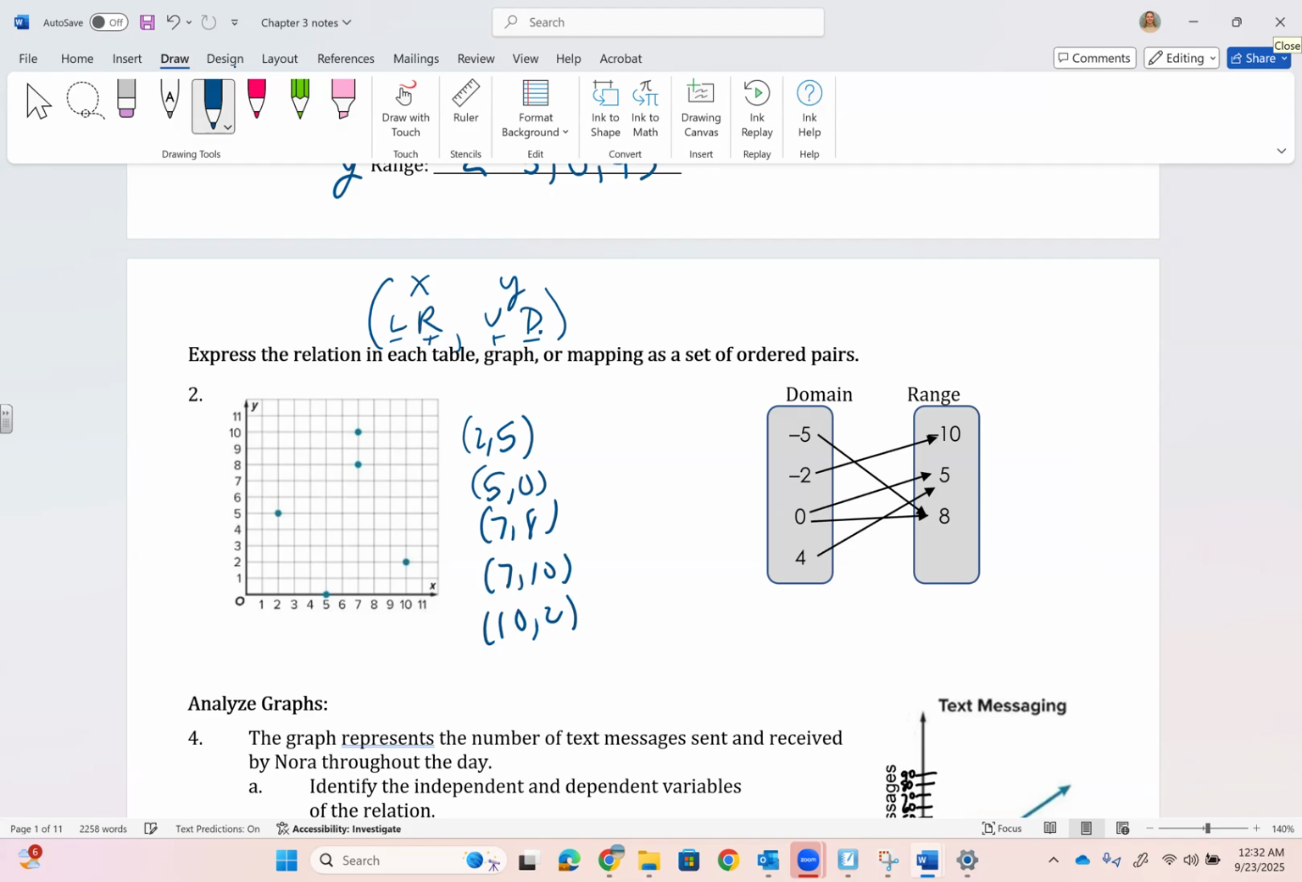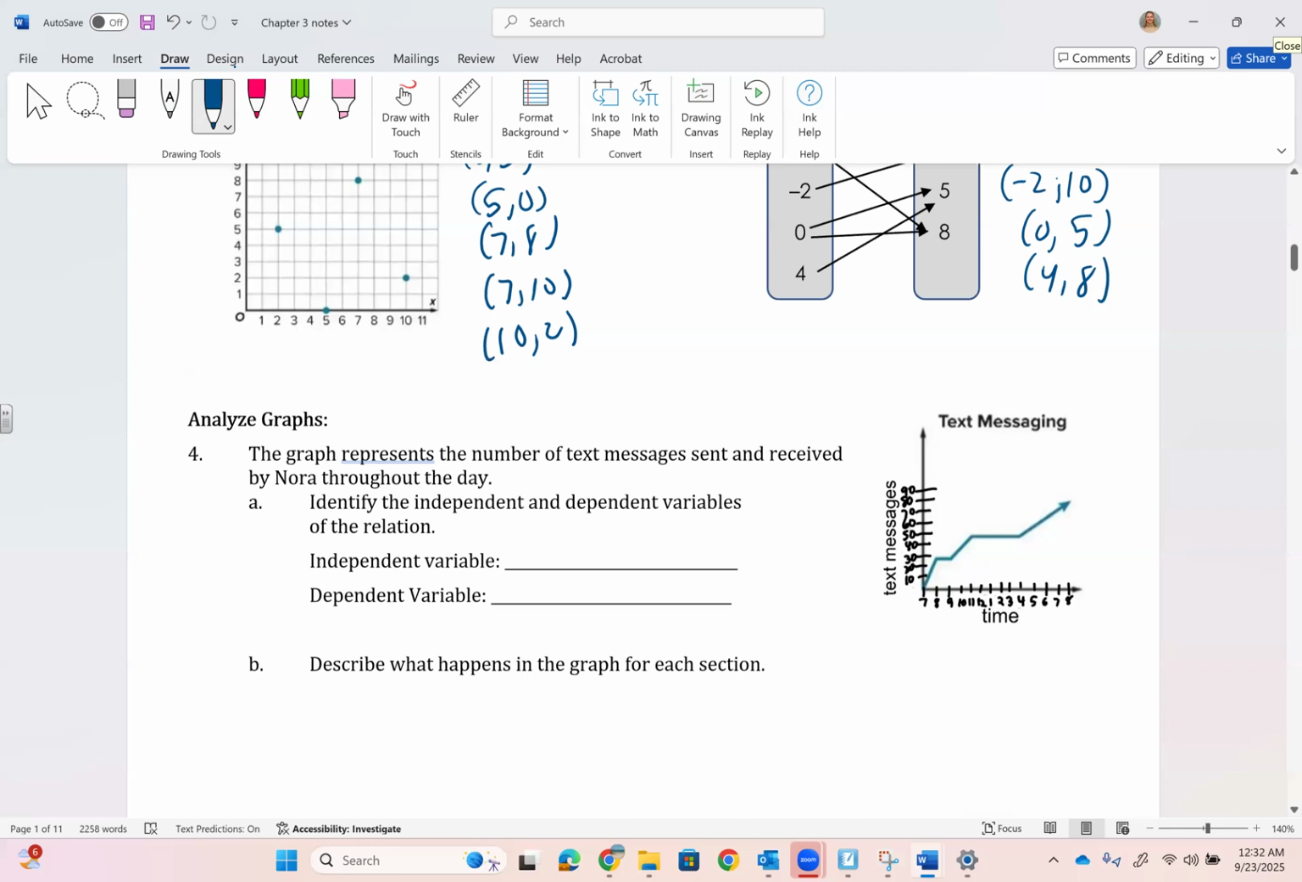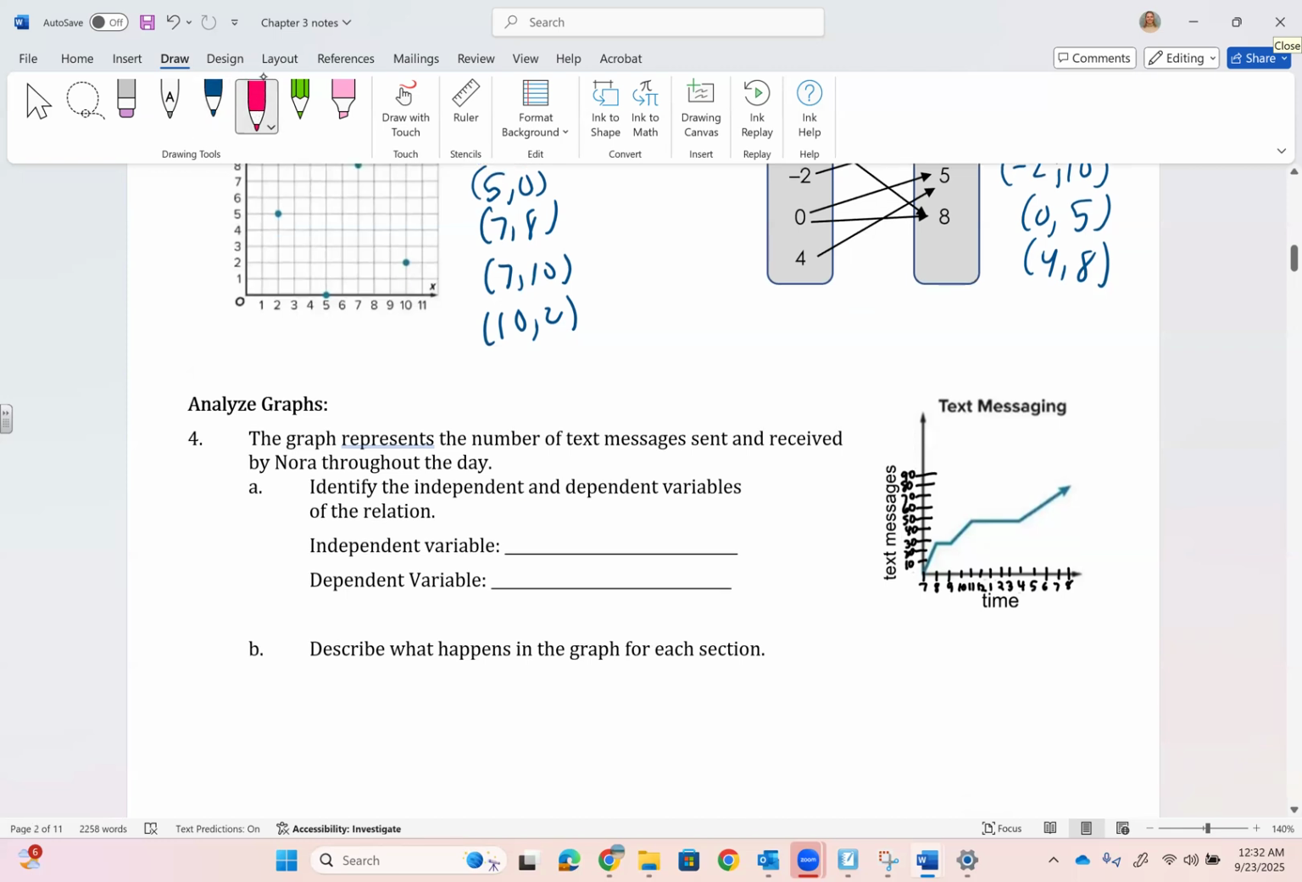Okay. And then to list these, we start with -5, and the resultant answer is 8. -2 goes to 10. 0 goes to 5, and 4 goes to 8. So you've got input and output values paired up as ordered pairs. The next thing we're going to do is look at word problems. The independent variable, again, is the x, so that'd be time. And that's something you choose, or the input. The result would be the text messages.